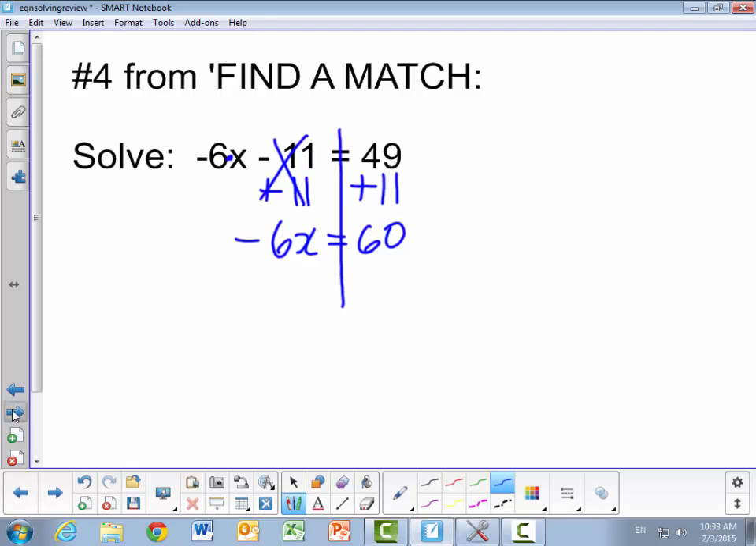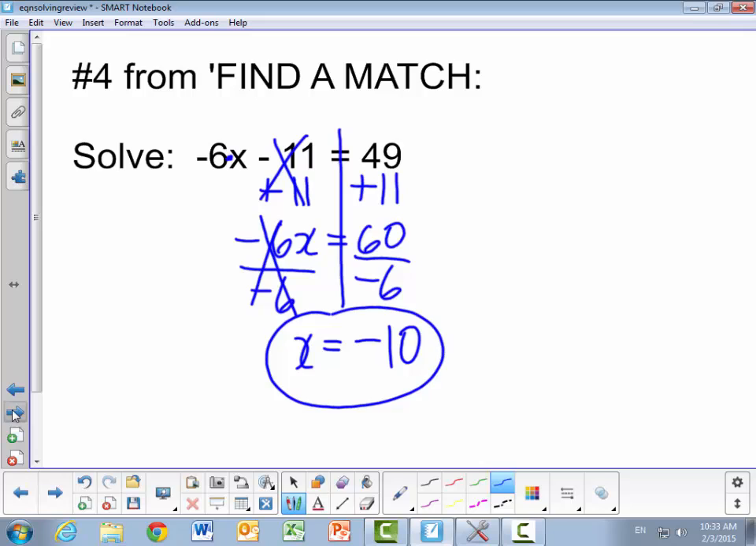Now I ask what's happening to x still. It's being multiplied by -6. The opposite is to divide both sides by -6, which cancels that. And now I have x equals -10. And that's my final answer.